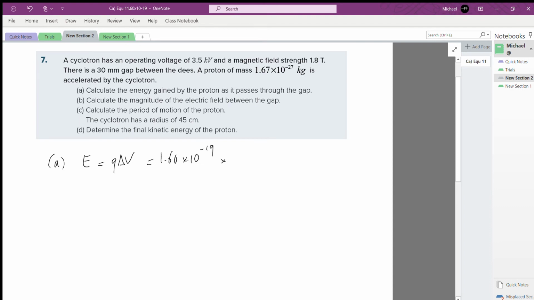And the voltage here is 3.5 kilovolts, remembering to put in that kilo factor. So 10 to the power of 3, and if we multiply that together we get 5.6 times 10 to the power of minus 16 joules. That's fairly easy. Part B, we need to calculate the magnitude of the electric field between the gaps.